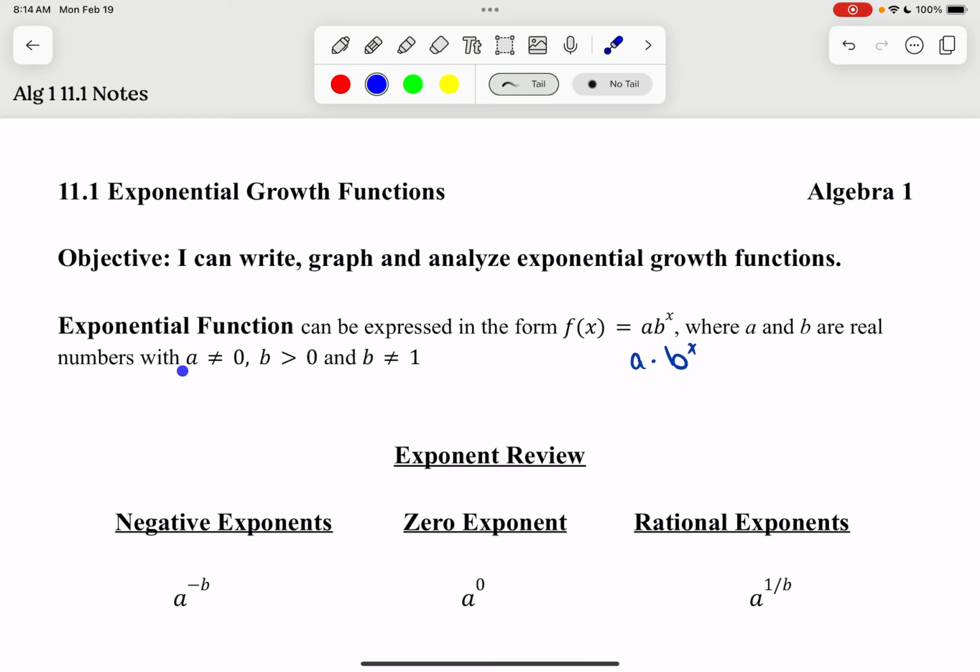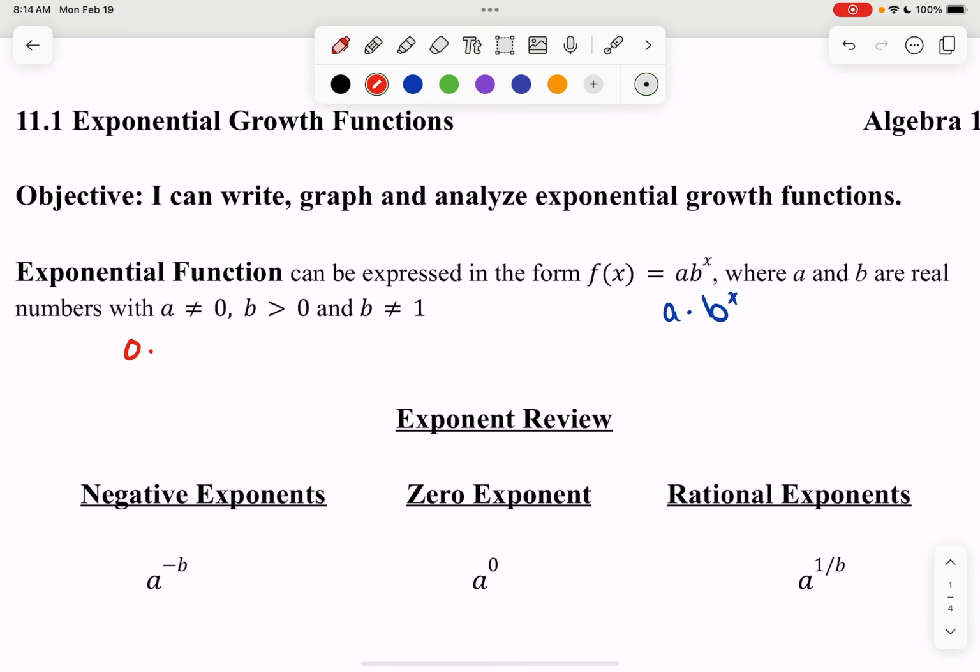Okay, the first thing, a cannot be 0. Well, hypothetically, if a was 0, I'd have 0 times something to the x. Well, 0 times anything is just 0, and this would just be a 0 function. It'd be a moot point. It wouldn't do anything. It would just be 0, always 0. It would be a constant function.